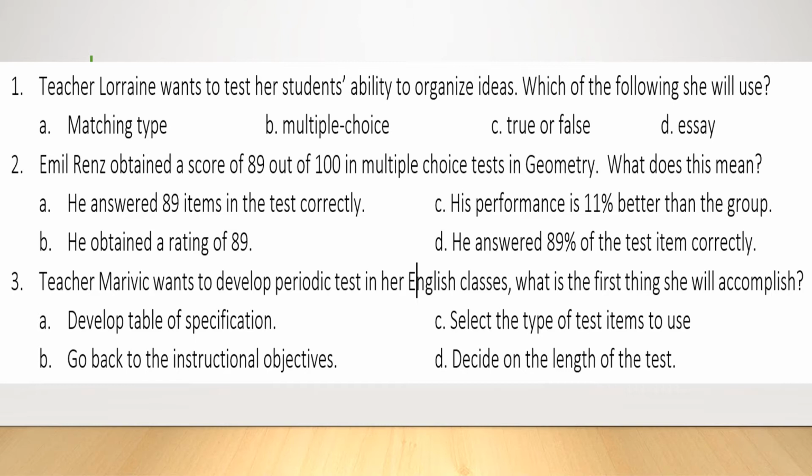Number 3. Teacher Marivic wants to develop a periodic test in her English classes. What is the first thing she will accomplish? A. Develop table of specification. B. Go back to the instructional objectives. C. Select the type of test items to use. Or D. Decide on the length of the test.